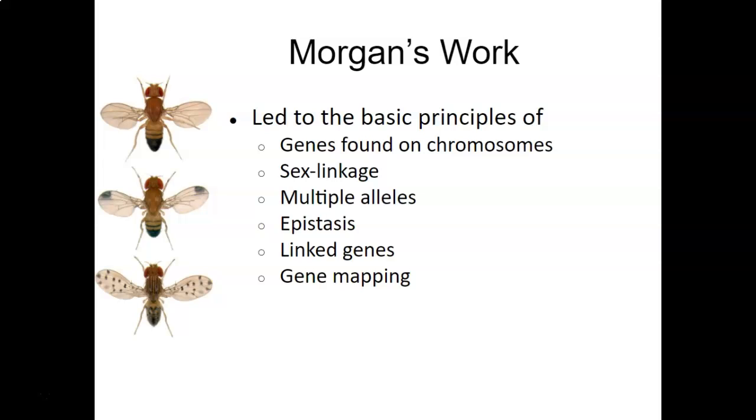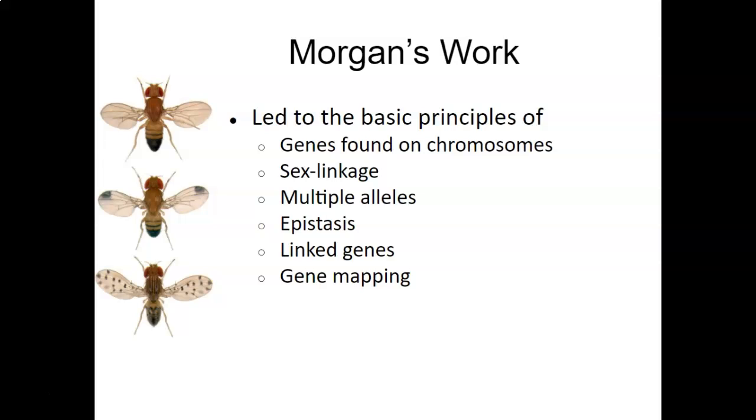Now, linked genes is the idea that genes get inherited together. So if you inherit, let's say, brown eyes, you would automatically inherit brown hair. That's not the case for humans, but for fruit flies, there are a number of linked genes. So say you inherit red eyes, you are guaranteed to inherit flat wings, something like that. So they get inherited together. That's the idea of linked genes.